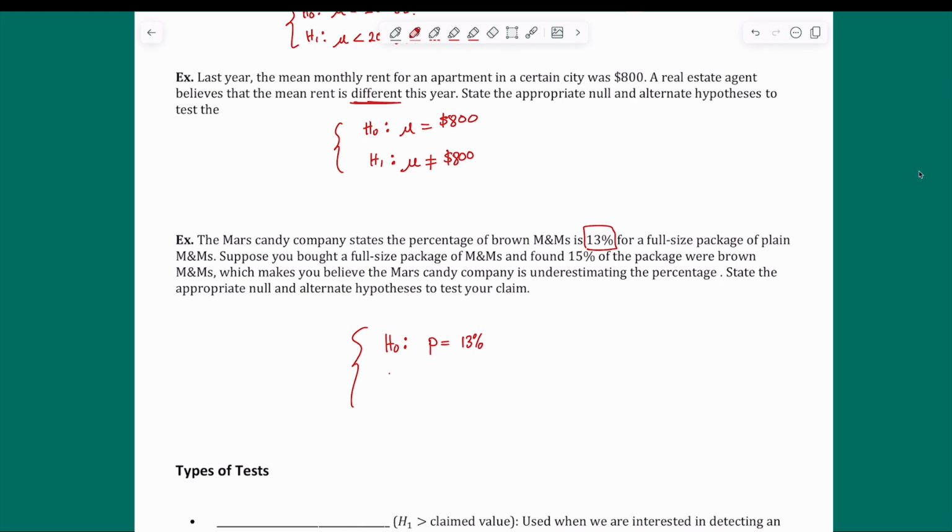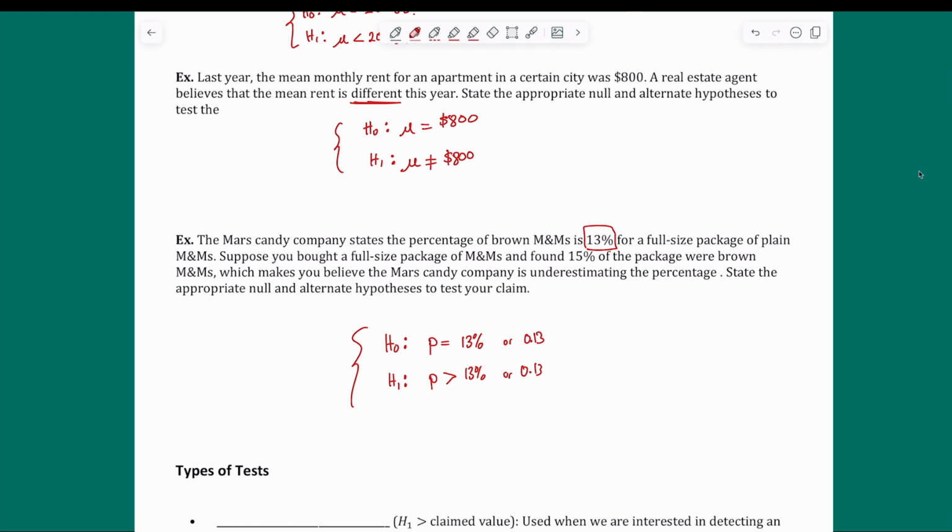Okay, so however, based on your observation there, 15% of the package for that sample you got, you feel that they're underestimating the number, or you feel it's being underestimated, so it has to be greater than 13%. Once again, oftentimes we don't write that as a percentage. We often write it as 0.13 for either case there. Okay. All right, so that's how you formulate the null and alternate hypothesis.